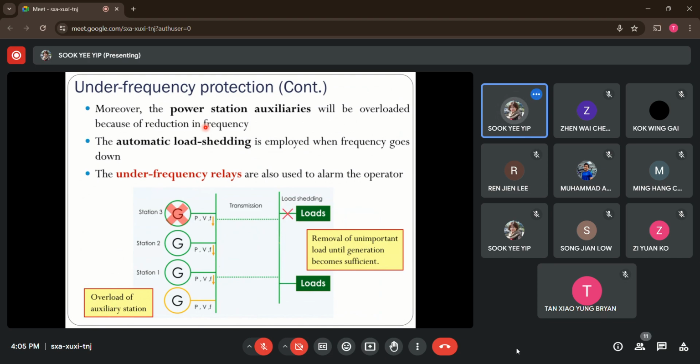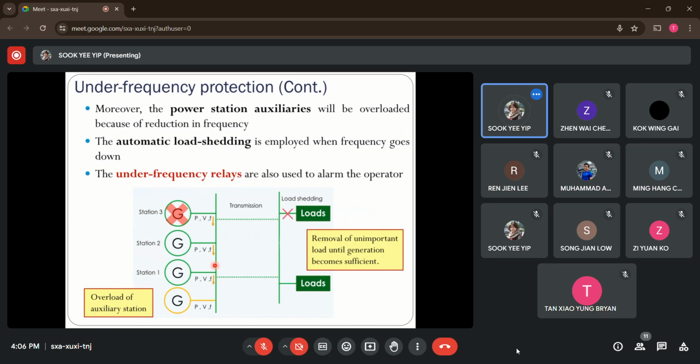If these situations continue to occur, how can we actually solve this problem? One of the ways is to perform automatic load shedding, whereby this is a process where we try to remove the non-important loads until the power generation becomes enough. Then only will we connect this load back to the system. This is one of the ways. It's like load scheduling. Other than this, we can also use the under frequency relay to detect if there's a drop of frequency. Once it notices that the frequency has dropped, it will trigger an alarm to alert the operators that these situations are occurring.